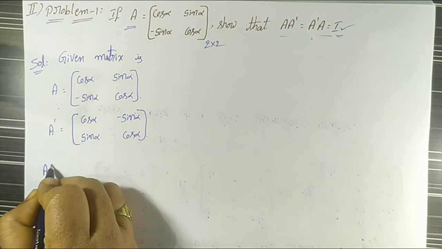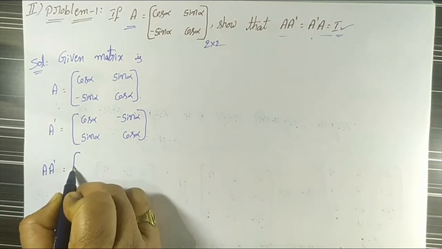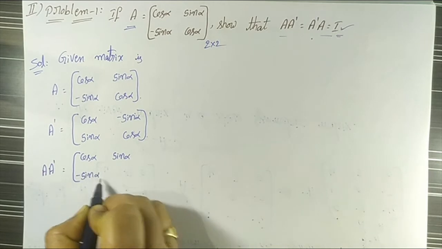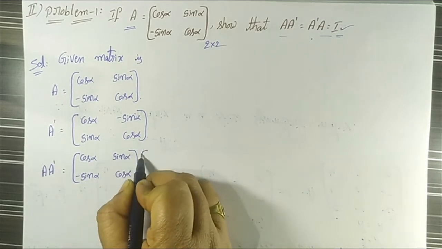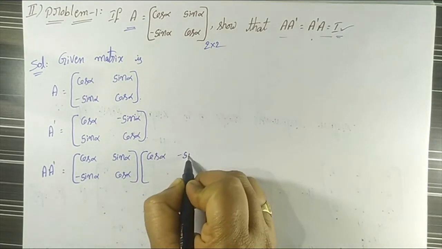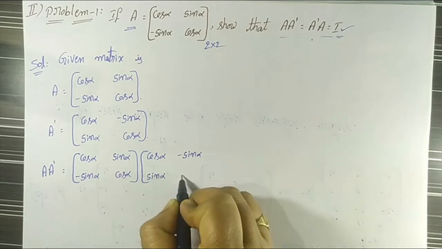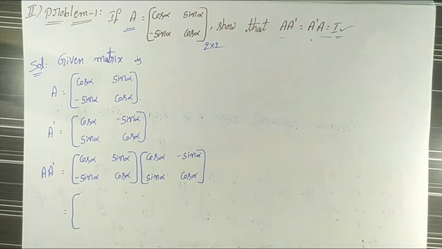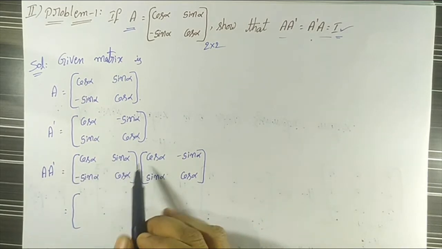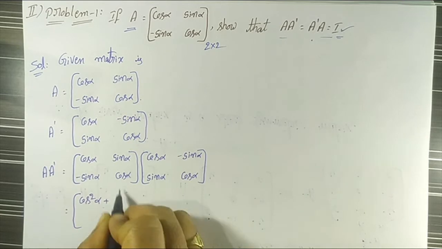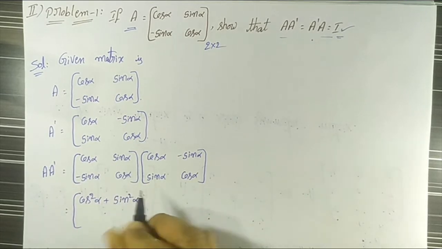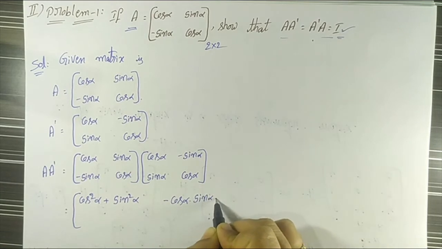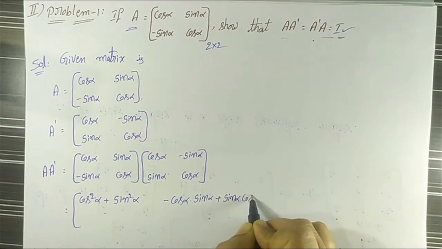First, we find A into A dash. Matrix A is cos alpha, sin alpha, minus sin alpha, cos alpha. This A value into the A dash value, cos alpha, minus sin alpha, sin alpha, cos alpha. We multiply these two matrices. First row with first column: cos into cos, cos square alpha, plus sin into sin, sin square alpha. First row second column: minus cos alpha into sin alpha plus sin alpha into cos alpha.